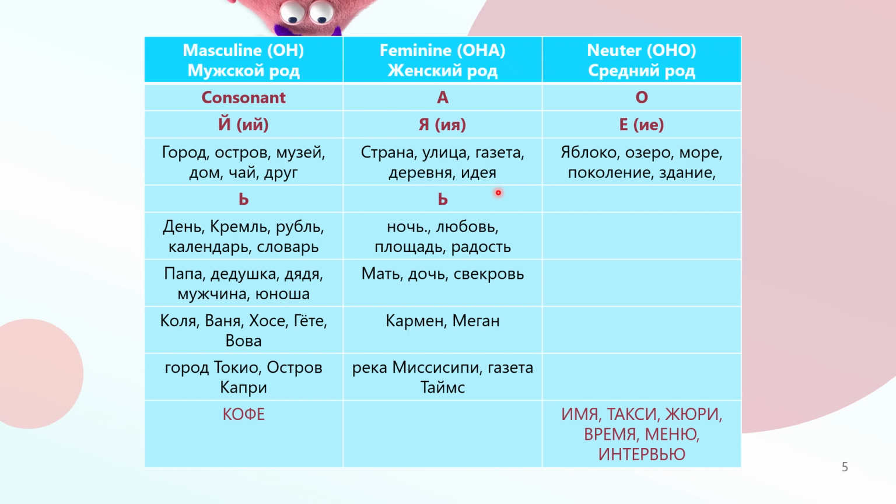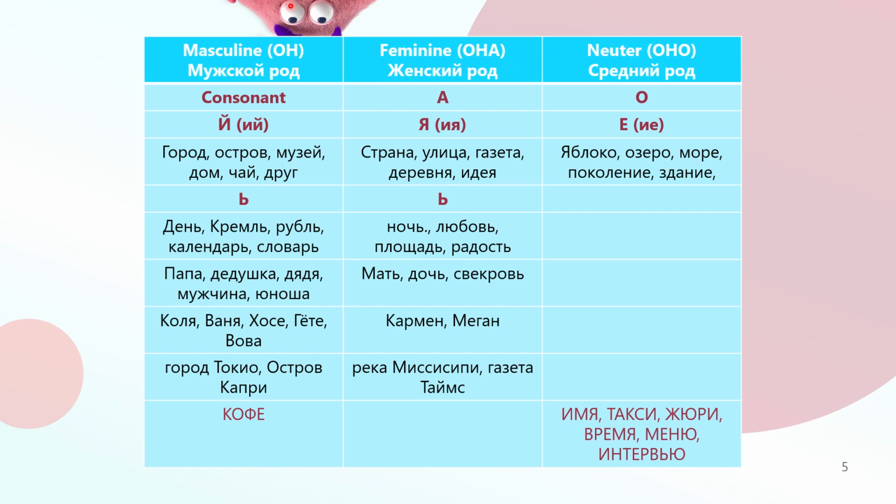If the last letter of the noun is o or ye, then this is neuter. For example, яблоко, озеро, море, поколение, здание.